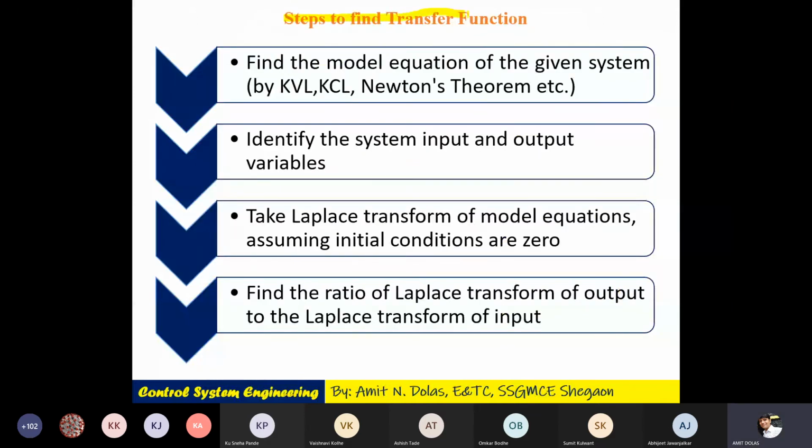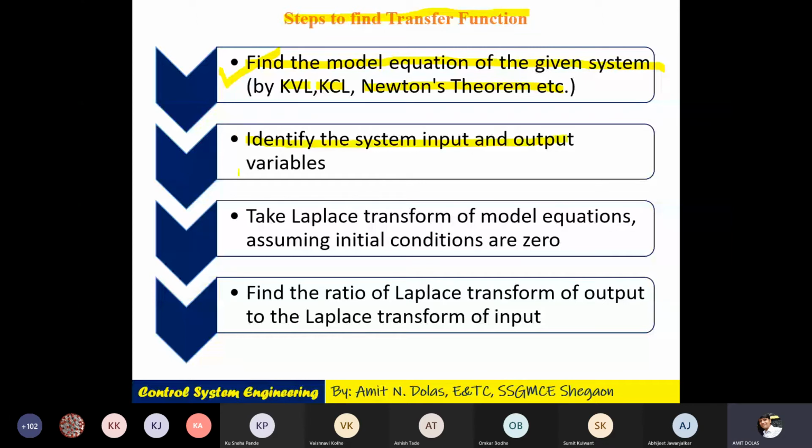Steps to find the transfer function, very important. Find the model equation of the given system. How do we get the model equation? If it is an electrical circuit, you will apply KVL, KCL for the RLC circuit. If it is a mechanical system, you apply Newton's laws and the other relevant theorems. You will get the model equation. So the first step is to find the model equation for getting the transfer function.